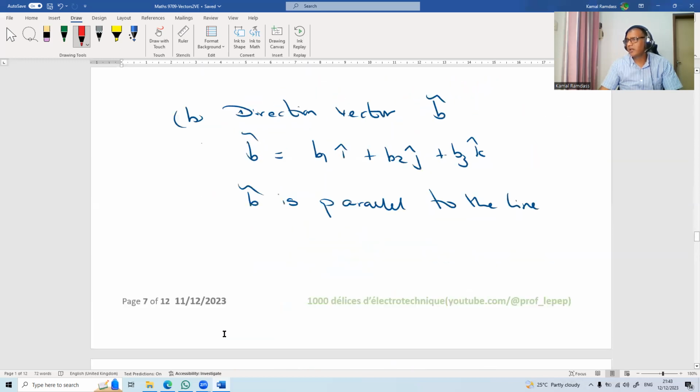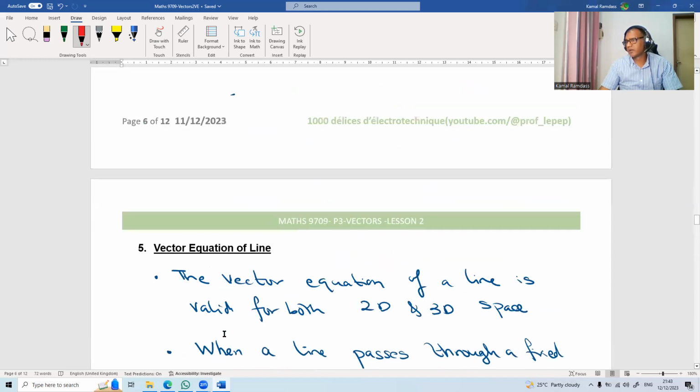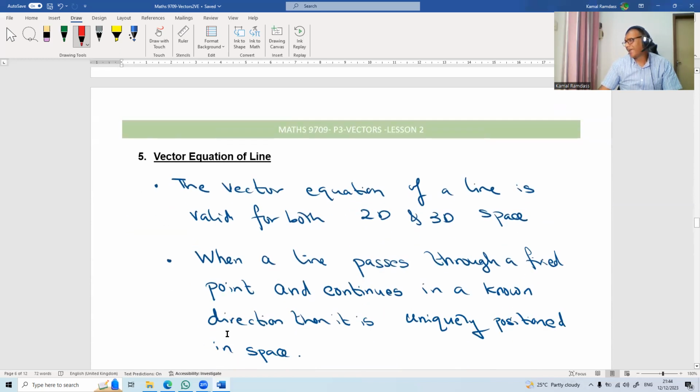Bon. Vector equation of a line. Well, the vector equation of a line is valid for both two-dimensional and three-dimensional space. When la ligne passes through a fixed point and continues in a known direction, then it is uniquely positioned in space.